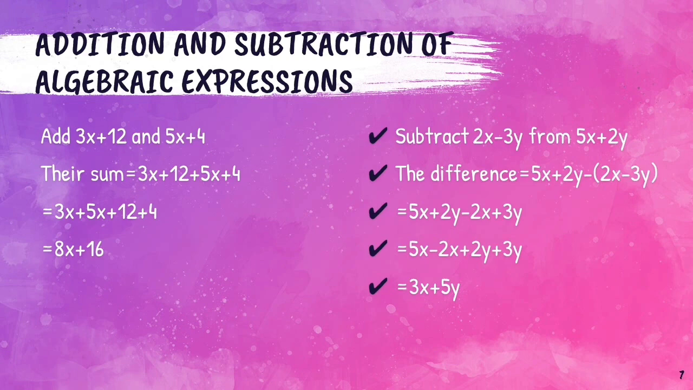Now open the bracket. Here one thing you need to take care of: when you open the bracket you need to multiply the sign given before the bracket with the signs inside the bracket. So 5x plus 2y minus 2x plus 3y, and this is equal to 5x minus 2x plus 2y plus 3y, as we need to combine the like terms. So 5x minus 2x is 3x, 2y plus 3y is 5y. So this is the answer.